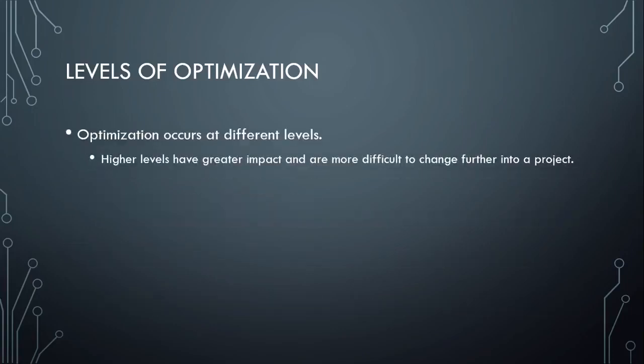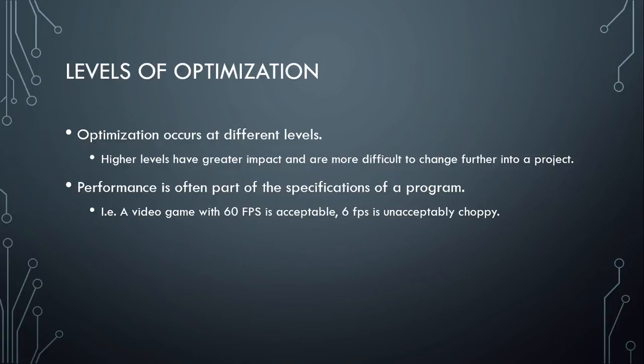All right, let's talk about those levels of optimization. Now, this optimization process occurs at different levels. Higher levels have a greater impact and are more difficult to change the further you are into a project. So therefore, performance is often part of the specifications of the project. So when you start talking about time and speed and all that stuff, it's all part of it. For example, a video game with 60 frames per second is pretty acceptable, and it's the standard. But if you have something like 6 frames per second, that's unacceptably choppy. Nobody's going to play your game at 6 FPS.